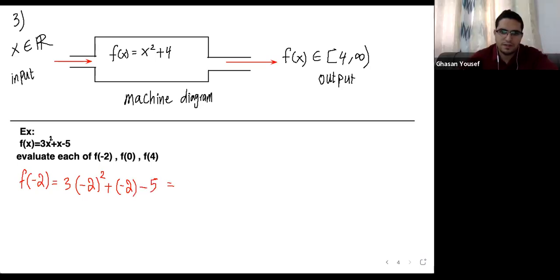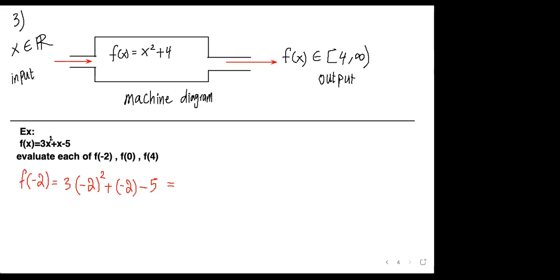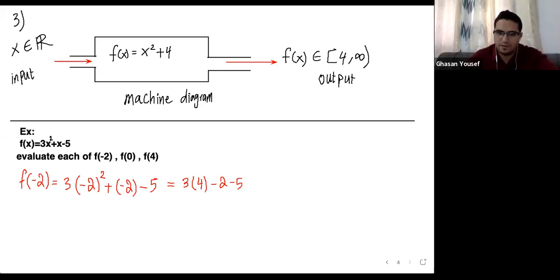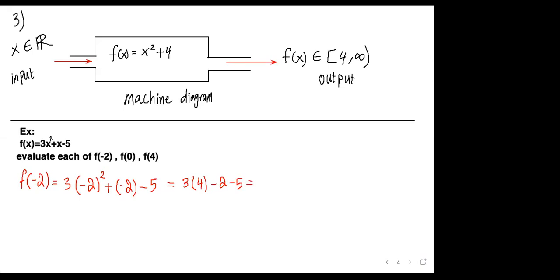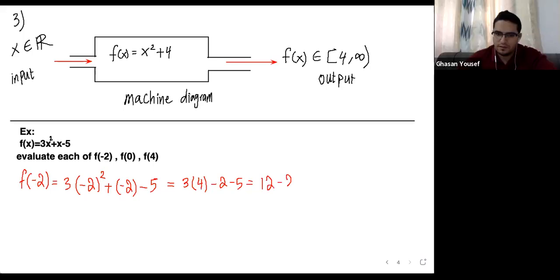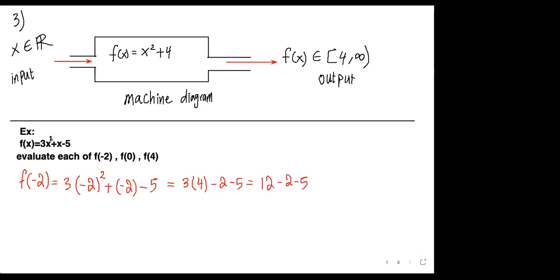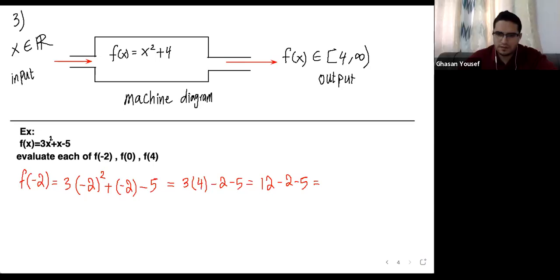Okay, what is the answer? 3 times minus 4? No, it's 3 times 4, it's 12. Okay, go ahead. 12 minus 2, minus 5. The answer is 10 minus 5, and it's positive 5. Yeah, this is correct.